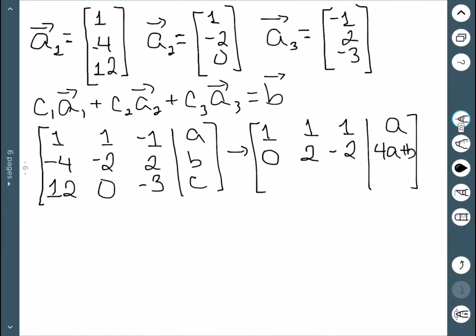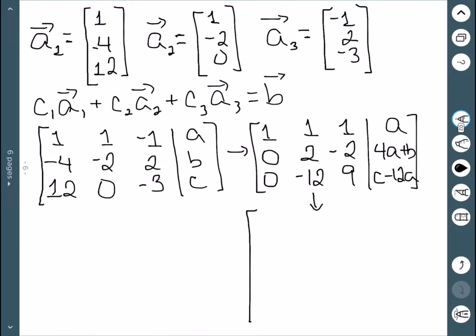For the third row, I need to multiply by negative 12. So I would have a 0, a negative 12. In the third spot, that would be 12 minus 3, which is 9. And then I have c minus 12a.